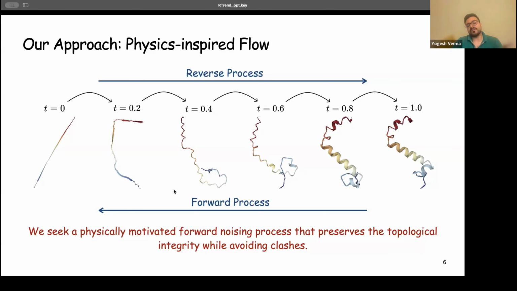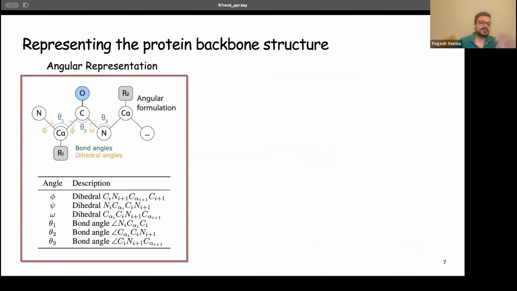But before going into how we usually parameterize this, let's see how we represent a protein structure in real life. A protein structure can be represented using an angular representation. Angular representation means it can be represented in terms of the dihedral angles and the bond angles, as shown in the figure. These are the C alphas for each of the amino acid residues, the carbon, the nitrogen, the oxygen, and the alkaline group.